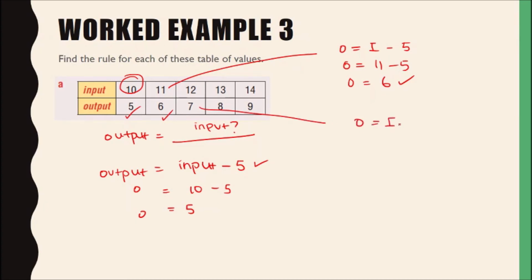And sometimes questions say, show your working out, show that this works, and this is a way that you could do that. So an input 12 minus 5, so output equals 12 minus 5, which is 7. So when my input is 12, does my output equal 7? Yes, it does. Okay, and you can try it with the other two as well. And then if it didn't work for these two, then we know that this rule here would not work.